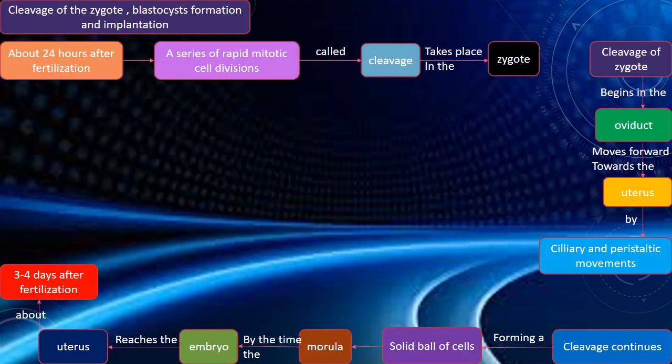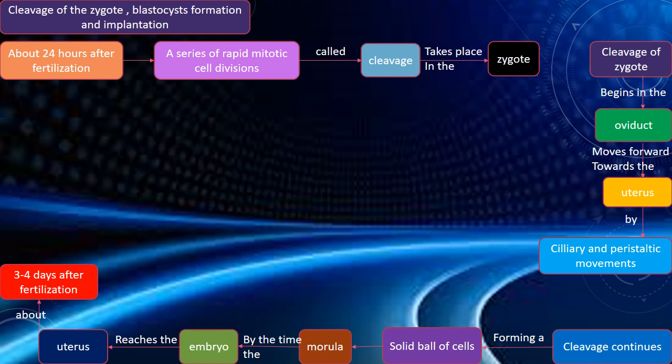Cleavage of the zygote, blastocyst formation and implantation. About 24 hours after fertilization, a series of rapid mitotic cell divisions called cleavage take place in the zygote. Cleavage of the zygote begins in the ampulla, moves forward towards the uterus by ciliary and peristaltic movements.